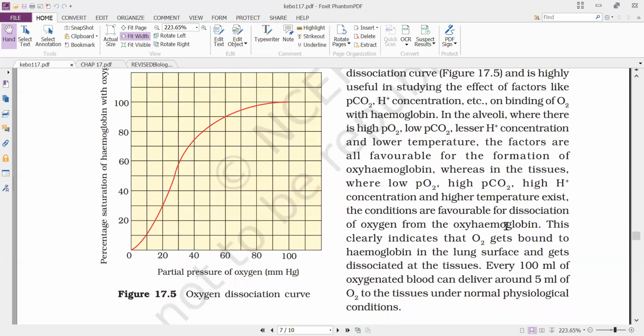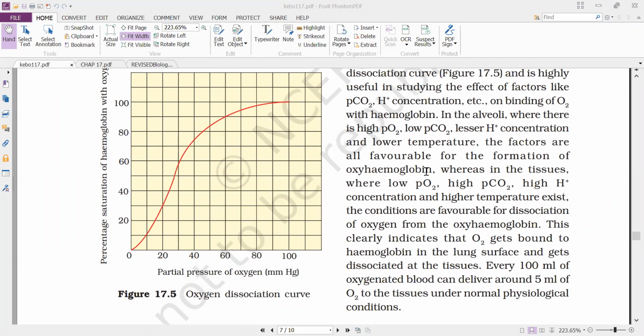So, whatever the factors that we are discussing, the partial pressure of carbon dioxide, the hydrogen ion concentration, and the temperature, all are present at low levels. The partial pressure of carbon dioxide will be low, the hydrogen ion concentration will be low, and the temperature will also be low in the alveolar region, which will favor the binding of oxygen with hemoglobin.